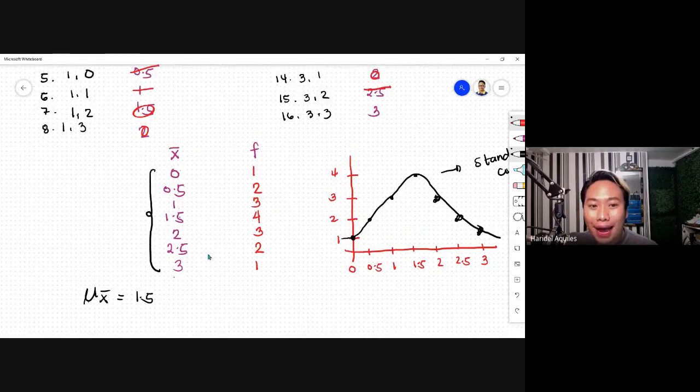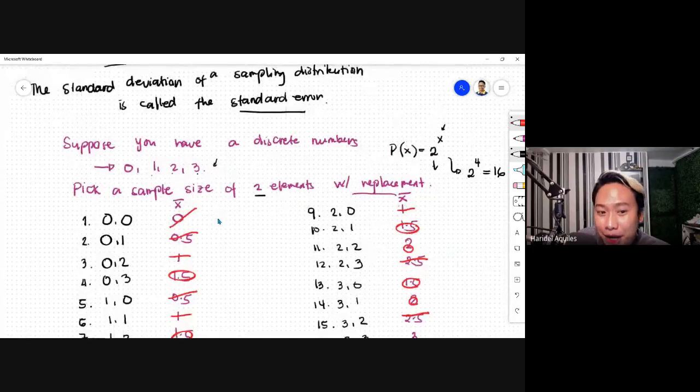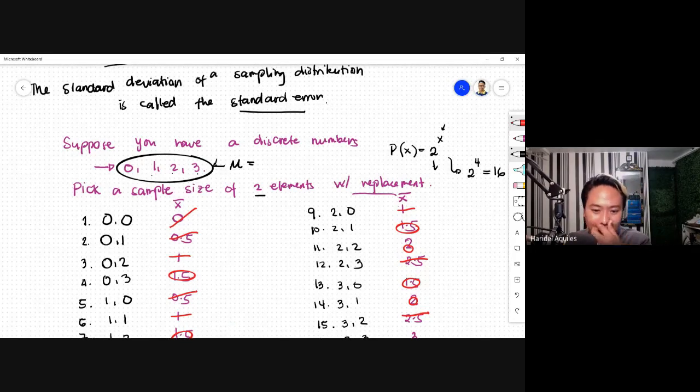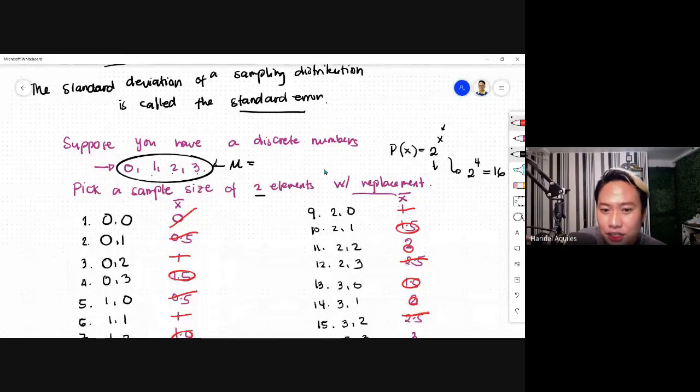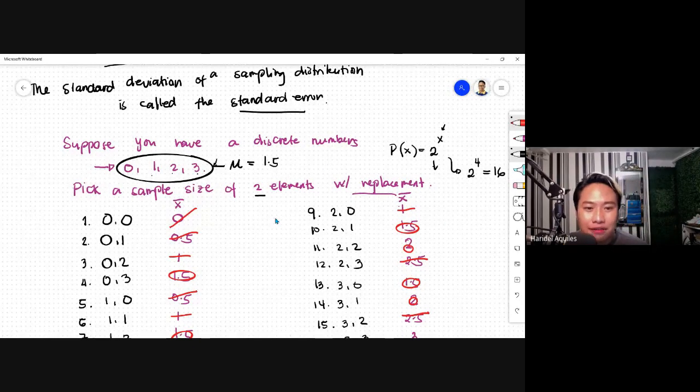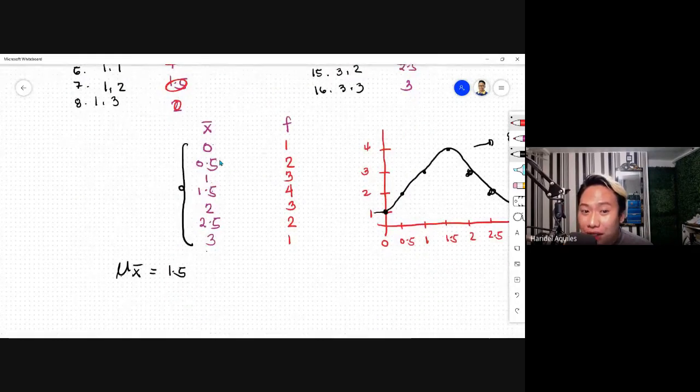Now, let's go back to the original given. Remember, this is the population? Try to solve for the mean of this one. What is the mean of the population? 1.5. Thank you so much, Mackenzie. Very good. It's 1.5 still. So what do you notice? What do you observe, sir? The population mean here is 1.5. And the mean of all the means of the sample is also 1.5. So, sir, they are equal.